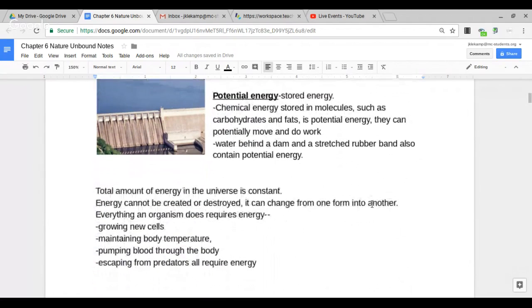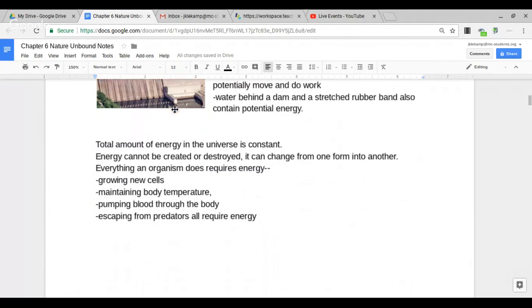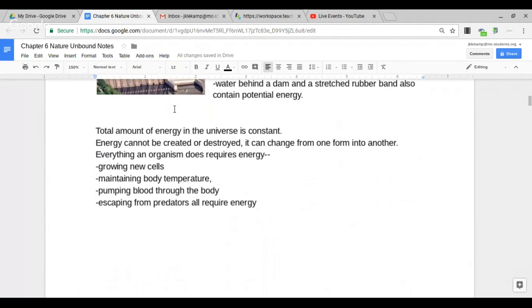Potential energy is that stored energy. When we talk about it in this case, we're talking about chemical energy stored in molecules, such as carbohydrates, fats, lipids, proteins. It's all potential energy that can help us move and do work. The image to the left here is water behind a dam. That's a great example of some potential energy. And then when you stretch a rubber band out, that gives you that elastic potential energy.